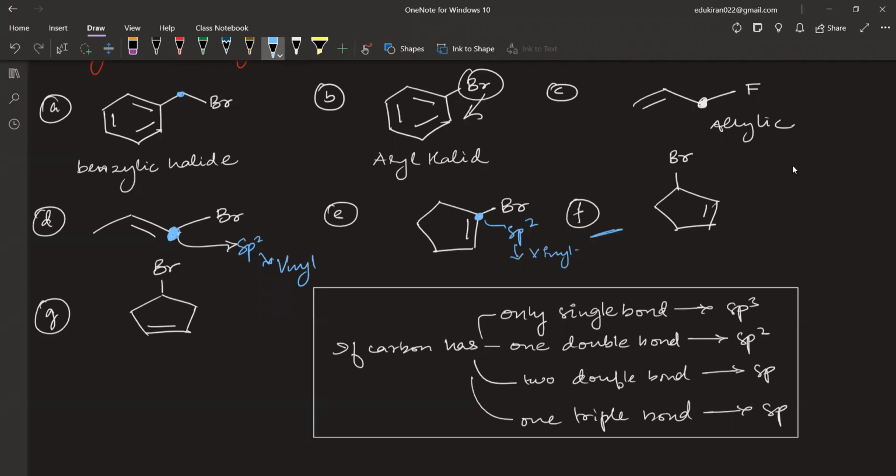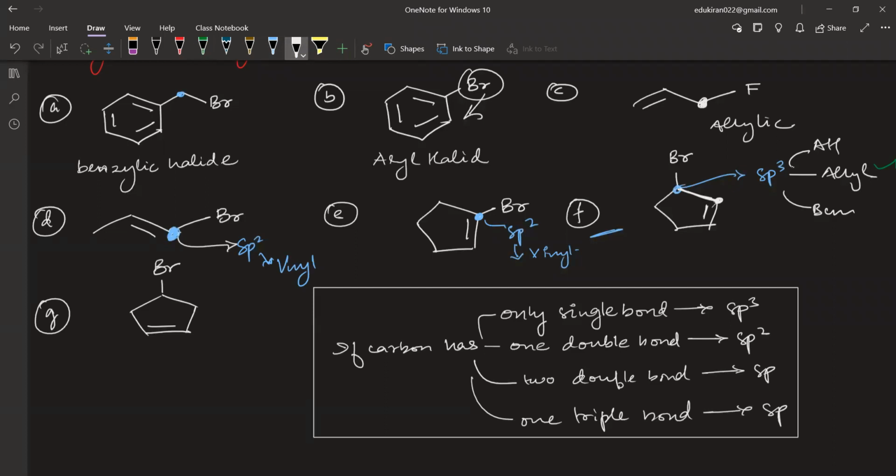What about F1? This carbon is sp3 or sp2? sp3, right? Very good. It is further connected to a carbon double bond. Yes or no? Yes. So in sp3 we have three cases. It can be either alkyl halide, allylic, or benzylic. Now you tell me what is the case here? Allylic. Very good. It is allylic.